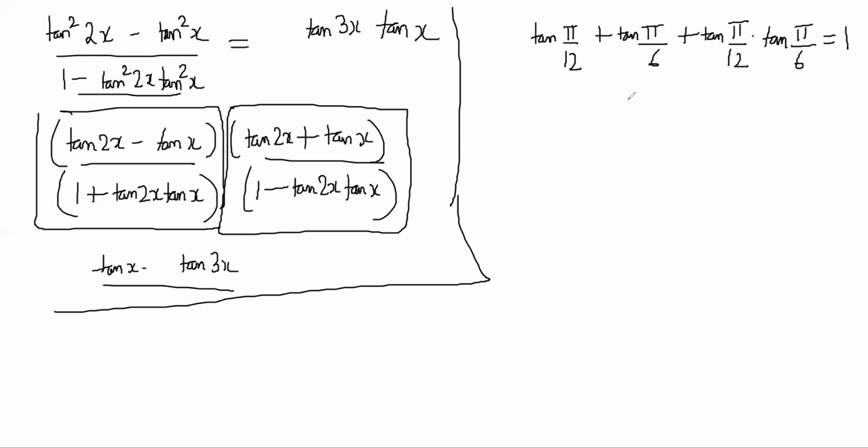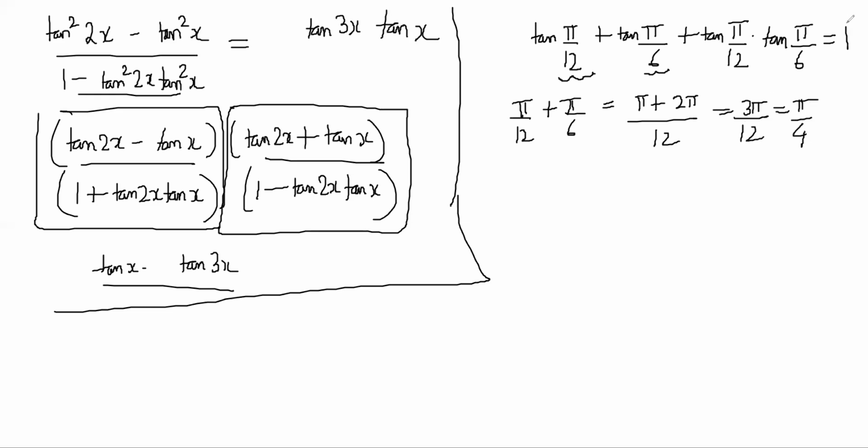So this is not very hard again. Let's think of what is tan of pi by 6 plus pi by 12. What is pi by 6 plus pi by 12? 2 plus 1 is 3, so 3 pi by 12, which is pi by 4. And notice that 1 is there. It can be written as tan pi by 4.